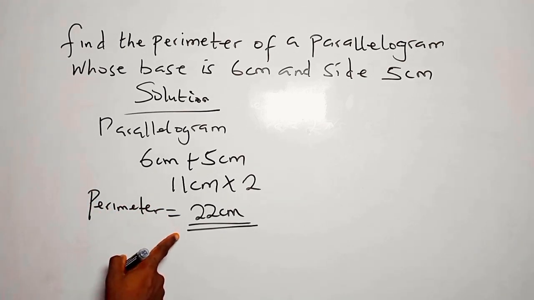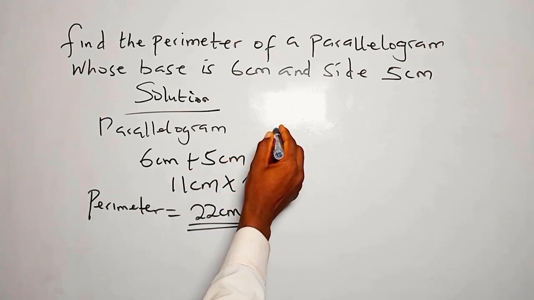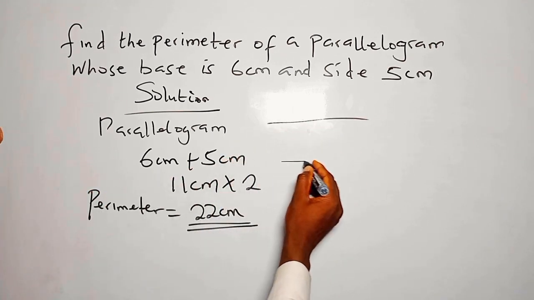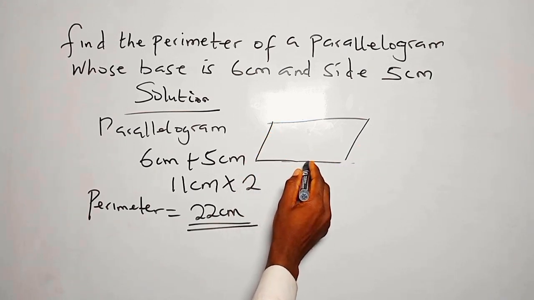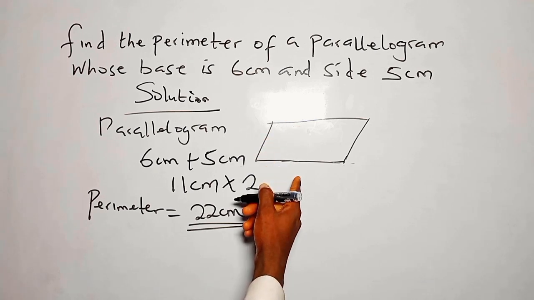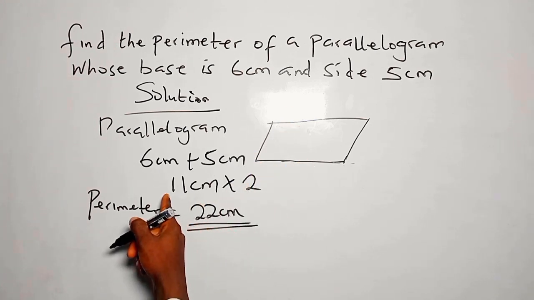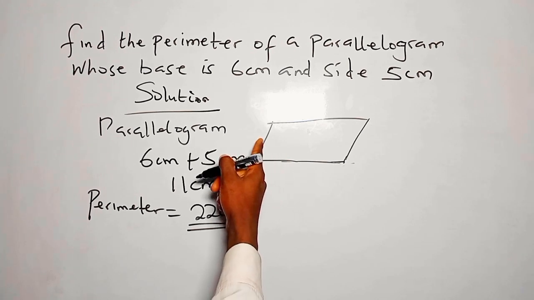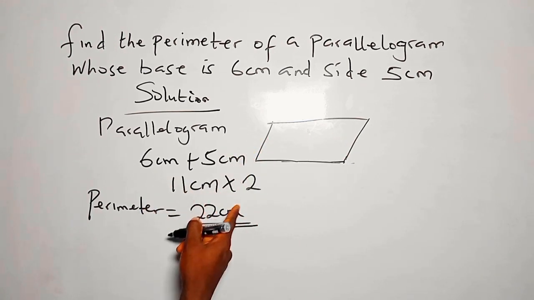We multiply by 2 because a parallelogram has 2 sides and 2 bases, so we have to multiply the 2 and the 2. The easiest way to do that is to add up and multiply by 2.